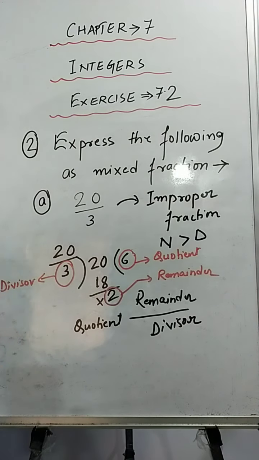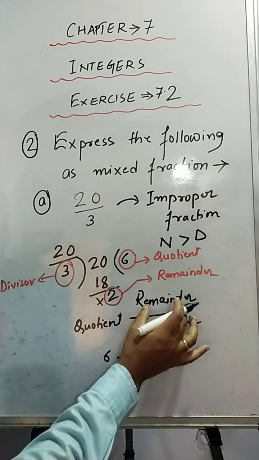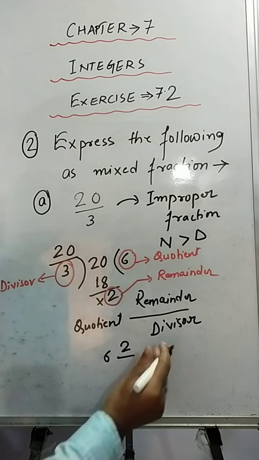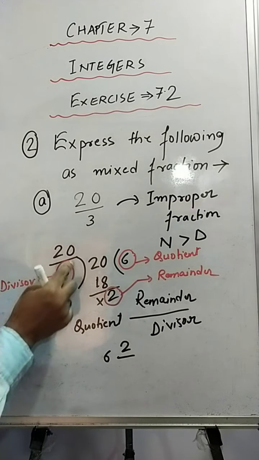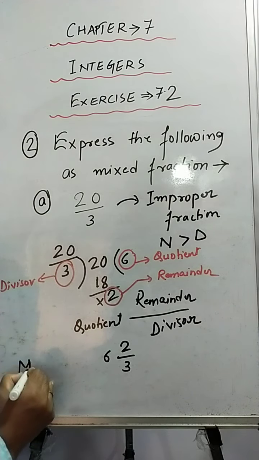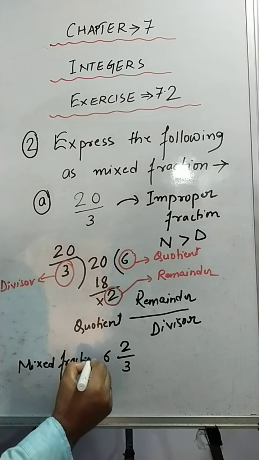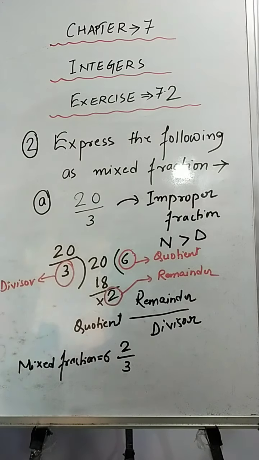Fine. So let's write. So quotient is what? 6. So we'll write 6. And what is the remainder? 2. And what is the divisor here? 3. So this is your required mixed fraction. So we write mixed fraction equals 6 2 by 3.